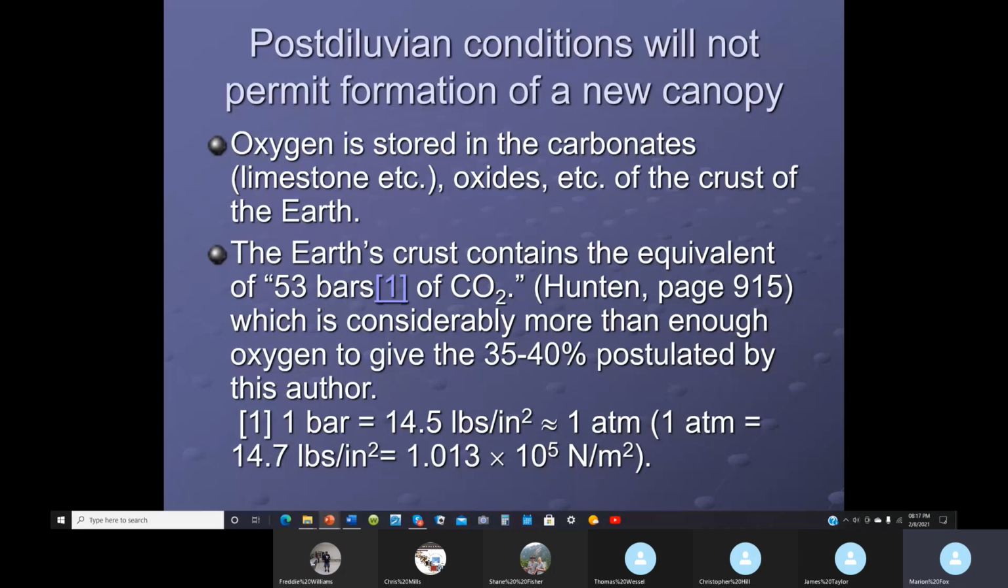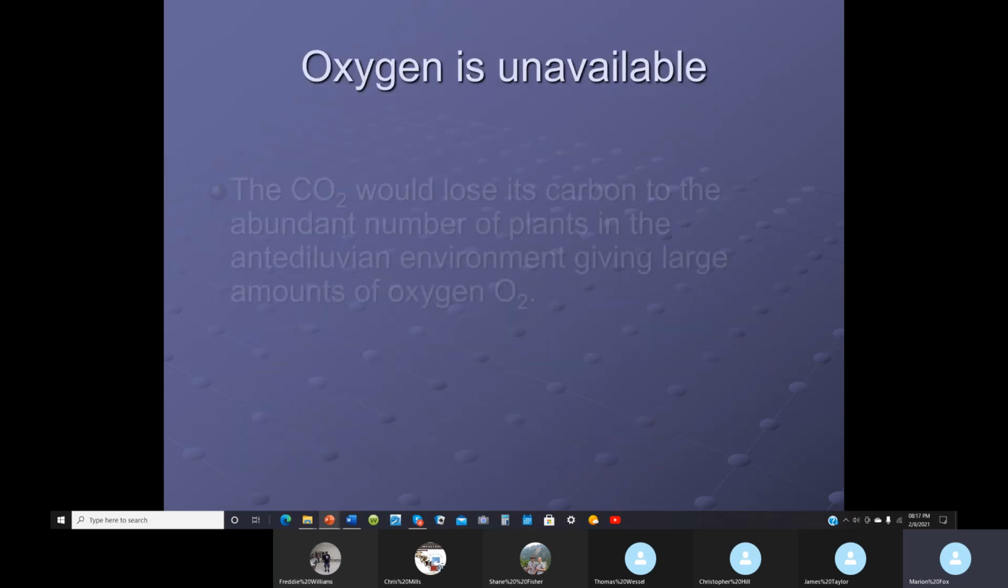The crust contains the equivalent of 63 bars of carbon dioxide, according to Hunton. Now, one bar is 1 atmosphere, normal atmospheric pressure. That'd be 53 times the atmospheric pressure we have. That's considerably more than enough oxygen to give the 35 to 40% postulated by this author. I think the oxygen in the atmosphere was probably between 35 and 40%. We've already set that forth. So this is all documented in scientific journals, okay?